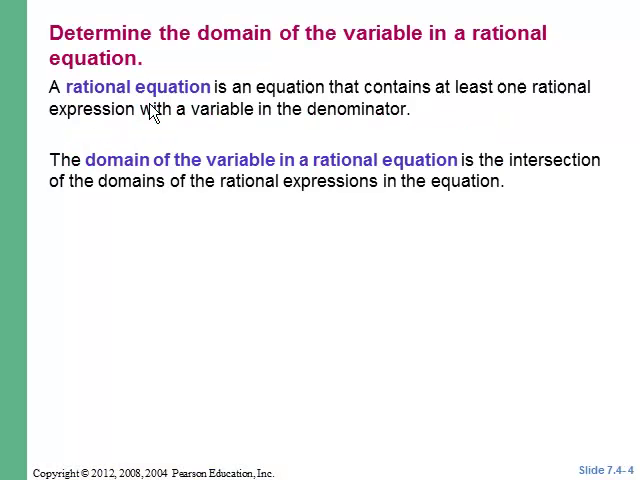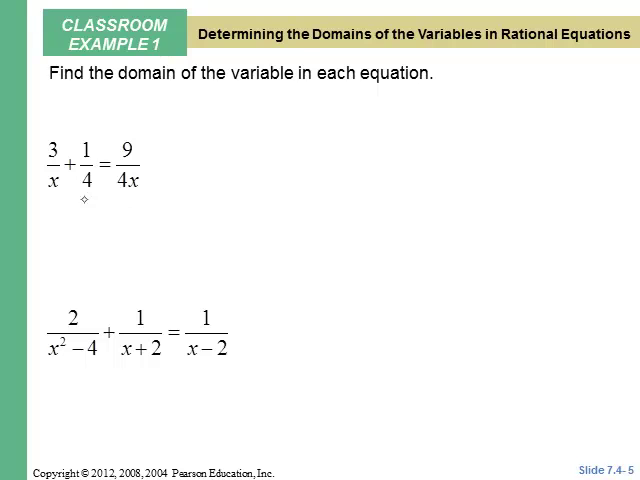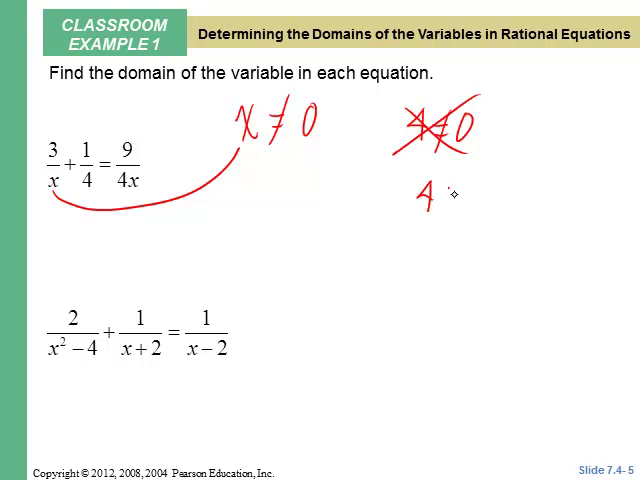The first thing that you'll notice is that a rational equation has at least one rational expression with a variable in the denominator, and the domain is the intersection of the domains of each of the different rational expressions. So in this case, x does not equal 0. That comes from here. And then 4 does not equal 0, which it doesn't, so don't worry about that. And 4x does not equal 0, which means, of course, that x doesn't equal 0.